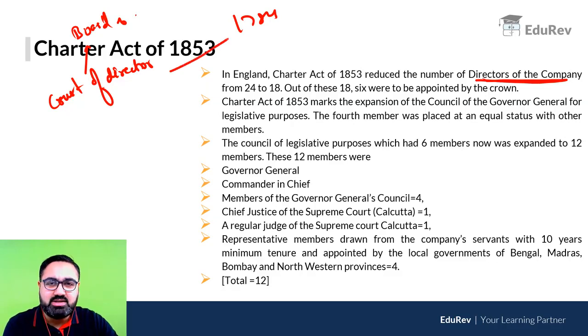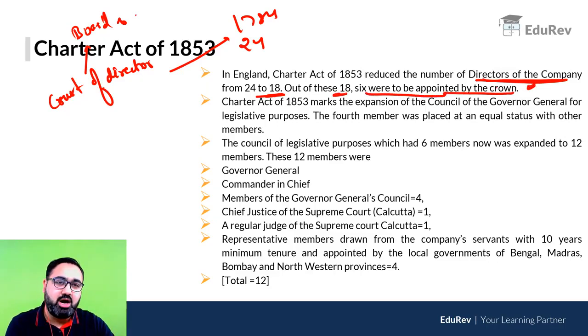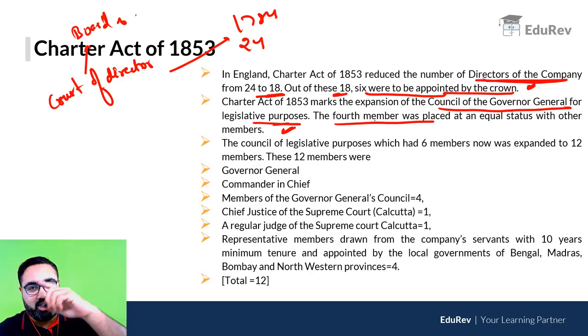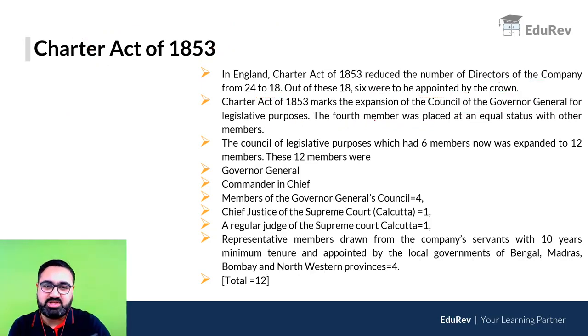So, the Court of Directors, which had 24 people, was now reduced to 18. Out of these 18, 6 were appointed by the Crown. So, the Crown now had a lot of powers. Crown means the monarchy. It also said that the Council of the Governor General for legislative purposes would be further expanded. The fourth member, Lord Macaulay, was given equal status. So now the Executive Council had 4 full-time members.